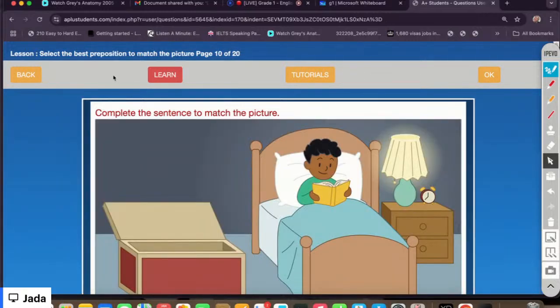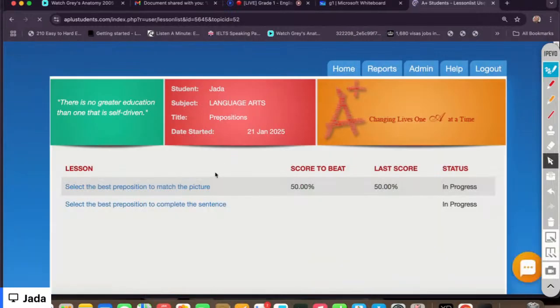Okay, so we will move into the next lesson. I want you all to make sure that you complete this test if you've not done it before. So make sure you complete it and then we'll move into the next lesson.